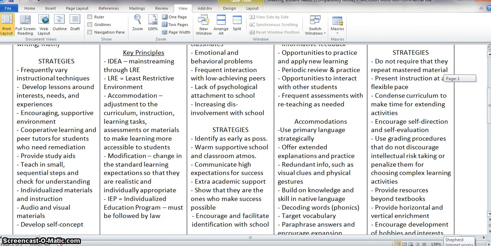So some strategies when working with gifted students. First of all, don't require that they repeat what they already know. I love the saying that says you can't learn what you already know. And if these students prove that they already know something, then we should be doing other things for them so that they don't have to learn those things. They don't have to sit through the instruction again when they already know it. So we should present things to them at a flexible pace.